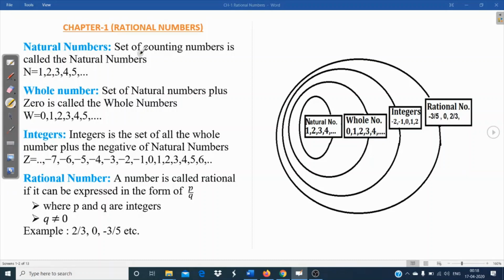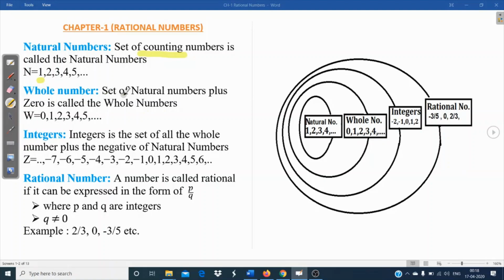We have already learned this thing. What are the natural numbers? These are the set of counting numbers. So all the counting numbers which start from 1 are called natural numbers. So all the numbers like 1, 2, 3, 4, 5 are said to be natural numbers because they are starting from 1.